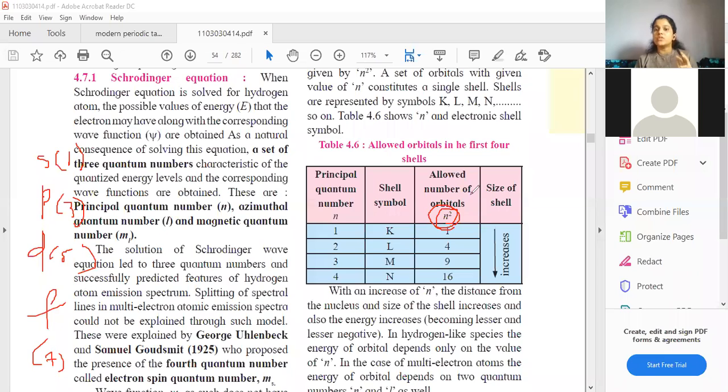So this n square is going to give me the total number of orbitals. Total number of orbitals in the sense, how many subshells, like how many, just a minute.